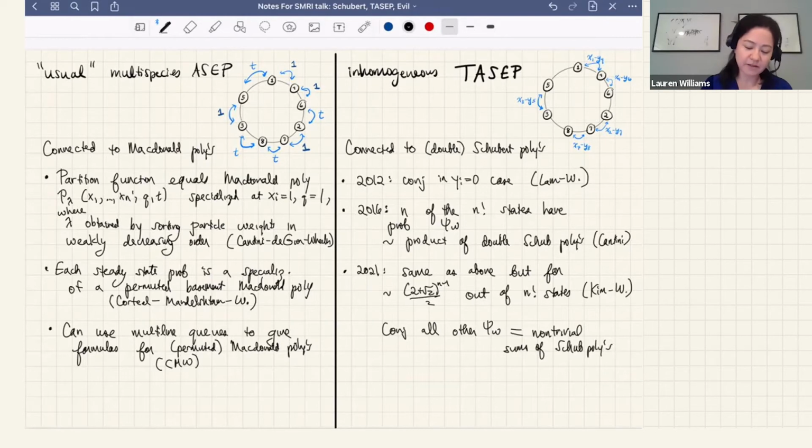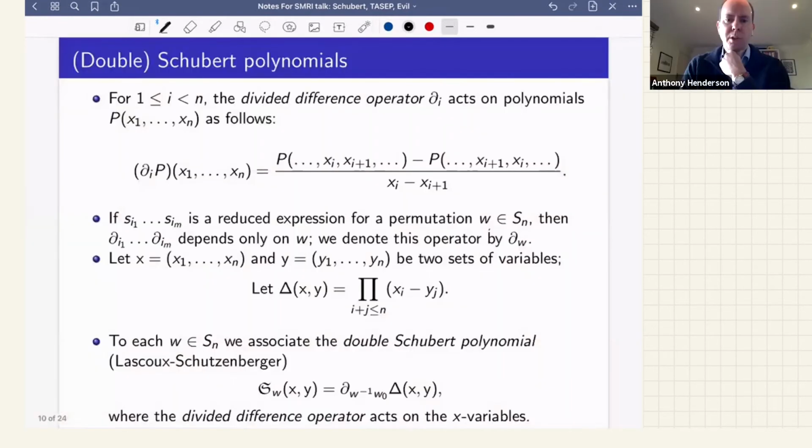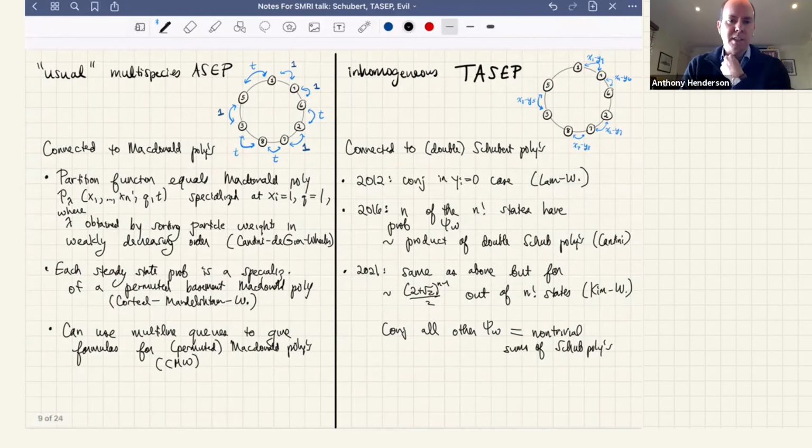Okay, so these are the two versions of ASEP on a ring and the connections to Macdonald and Schubert polynomials. Now, I've said Schubert polynomial a bunch of times, I should probably define it. Sorry, Lauren, before you do that, can I just ask you, is there any hope of a common generalization of these two sides?